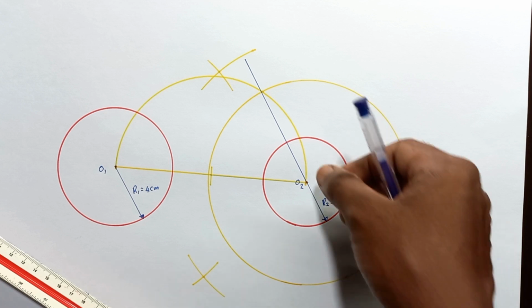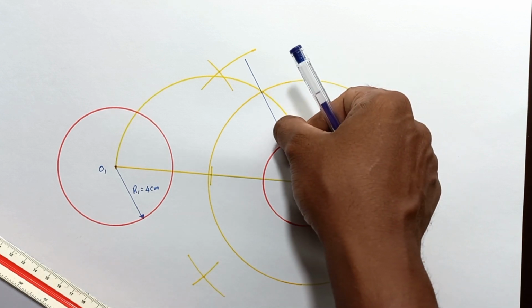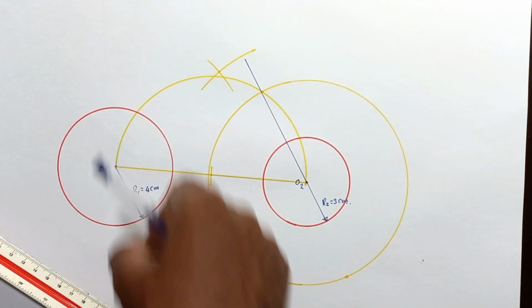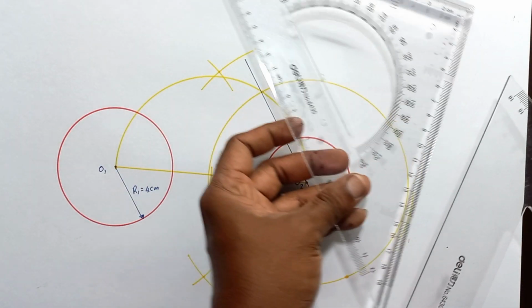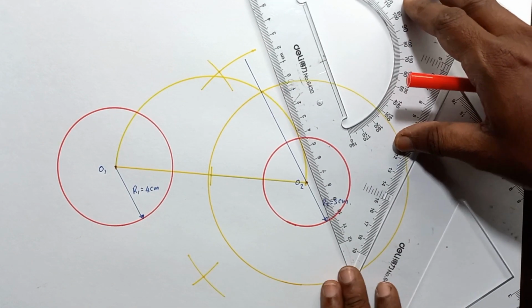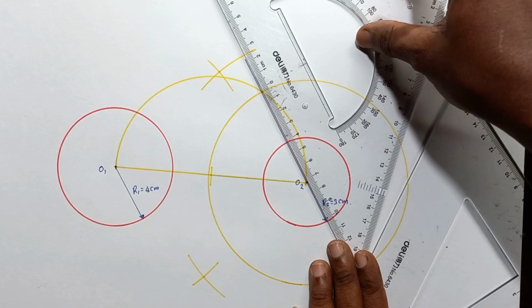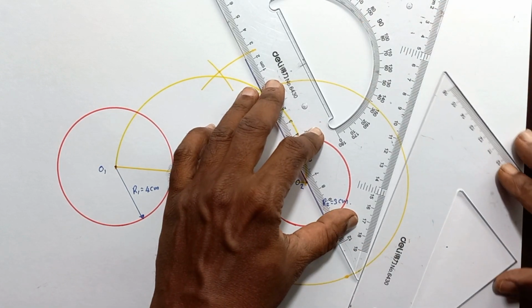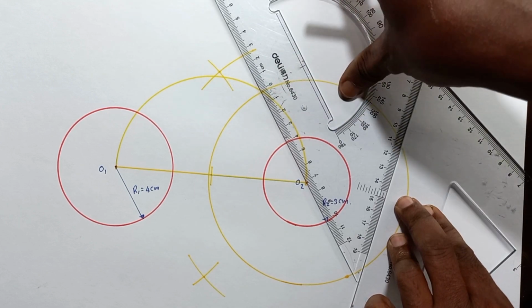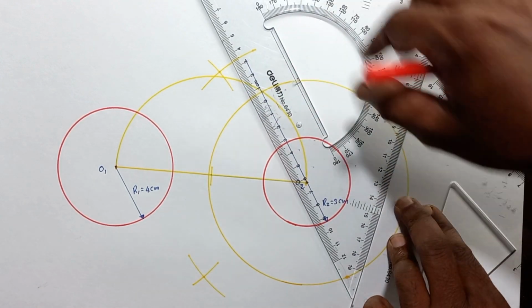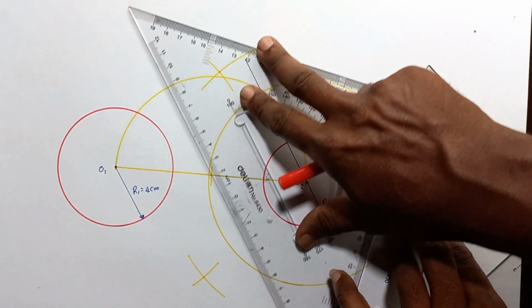The next step, you have to draw the parallel line to this drawn line passing through the O1 point. Here I am going to use the two set squares. Keep one set square aligned with this line like this. Keep the other one like this. Then slide this set square up to O1 point by holding the bottom set square.